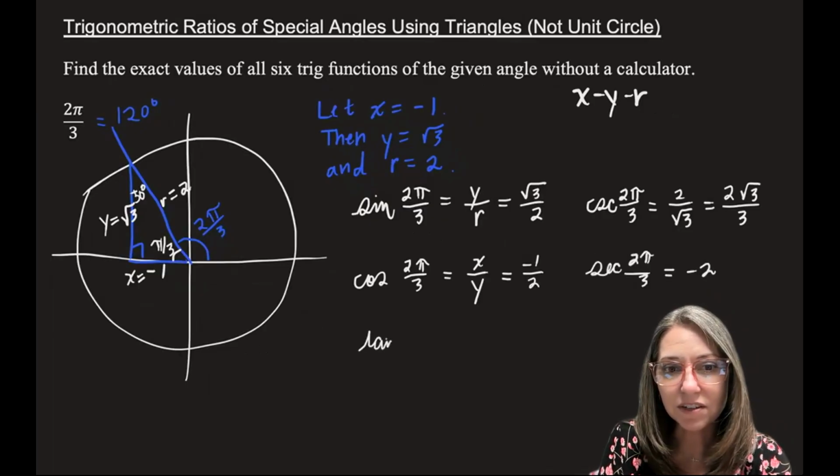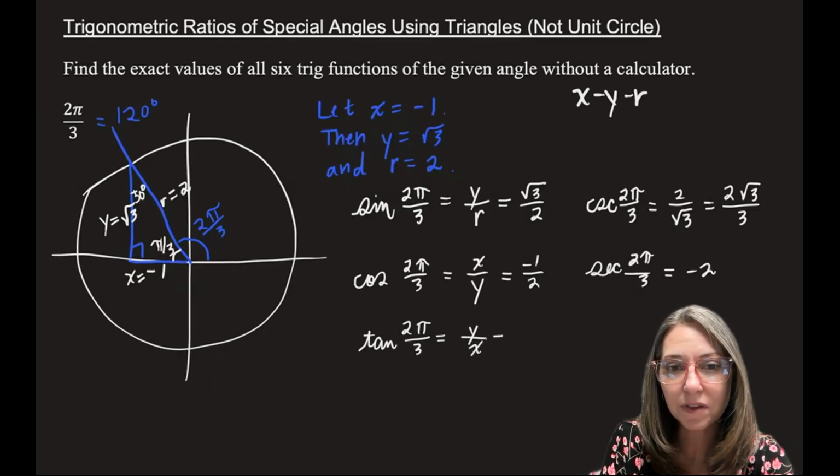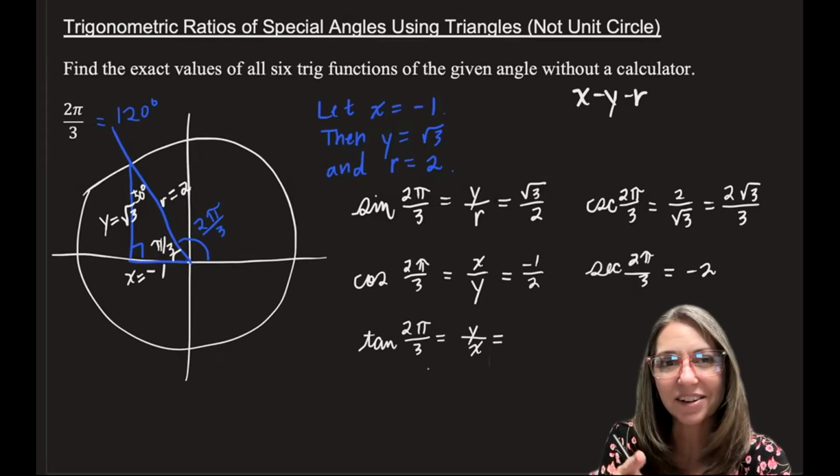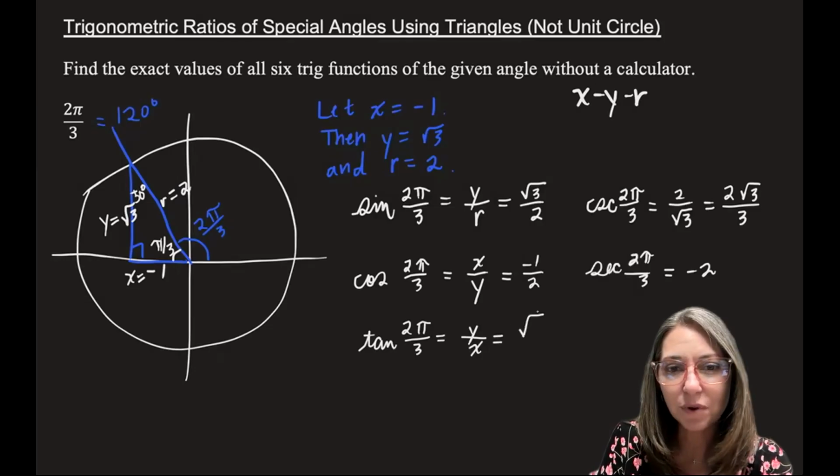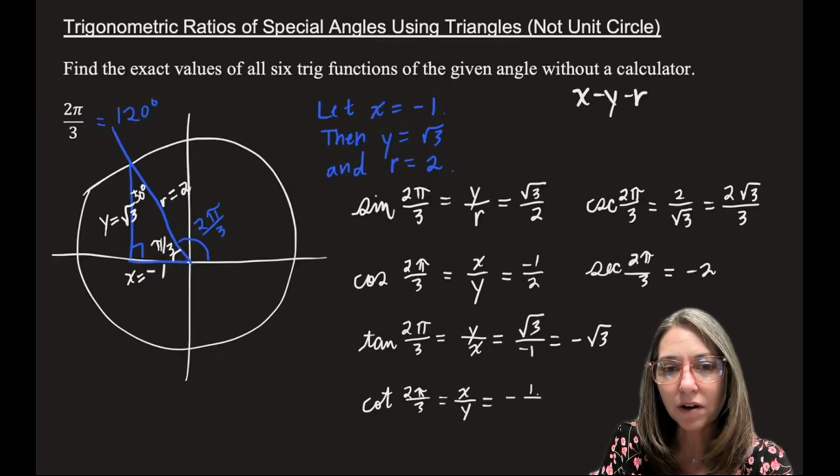And last we have tangent. Tangent of 2 pi over 3. Tangent is the ratio of y to x. I wrote it correctly, said it incorrectly. Y to x. Y is √3, x is -1. So that ratio comes out to -√3. And its reciprocal is cotangent. So cotangent of 2 pi over 3 is x over y, which would be -1 over √3, or if you rationalize, -√3 over 3.